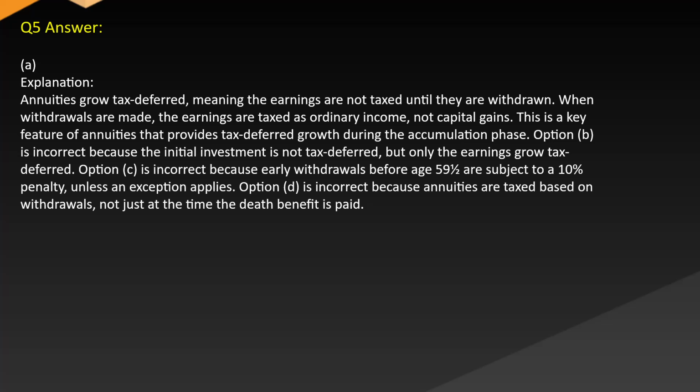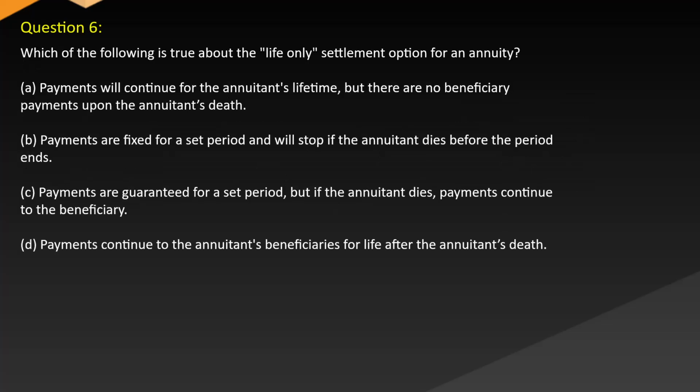Option C is incorrect because early withdrawals before age 59½ are subject to a 10% penalty unless an exception applies. Option D is incorrect because annuities are taxed based on withdrawals, not just at the time the death benefit is paid. Question 6. Which of the following is true about the life-only settlement option for an annuity?